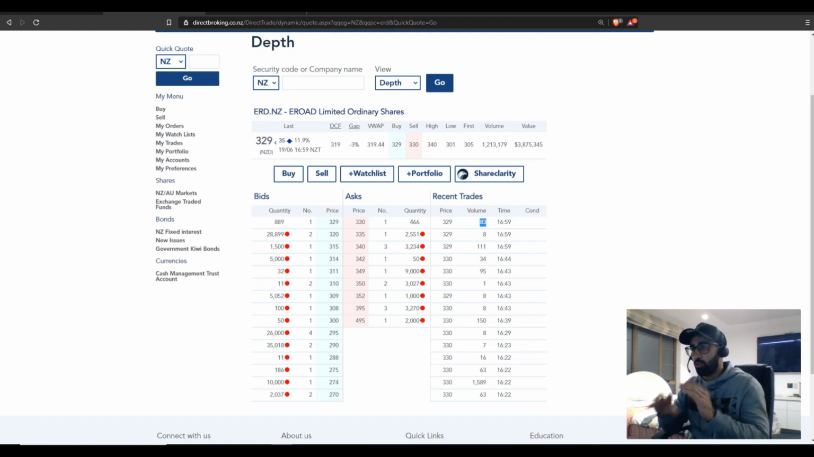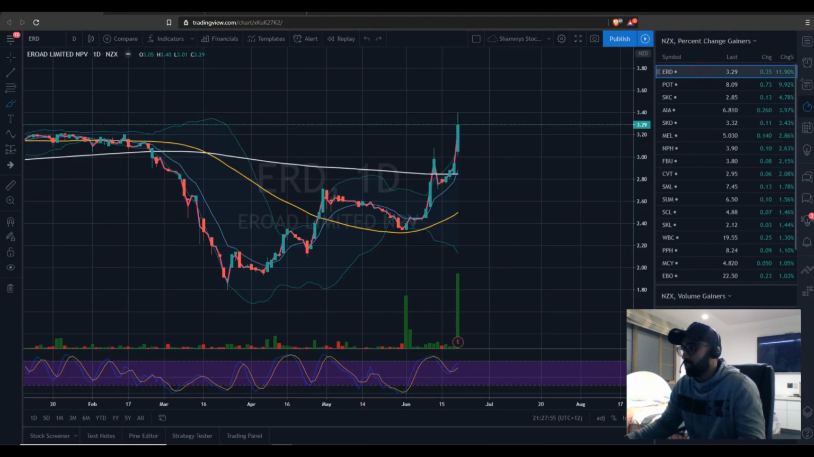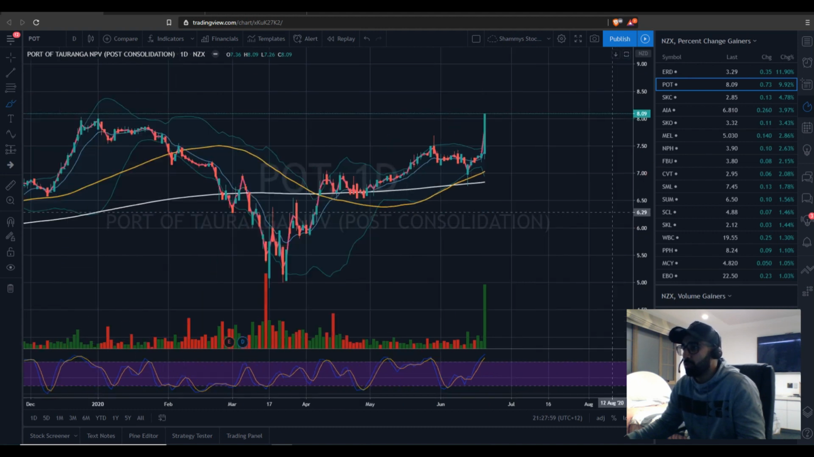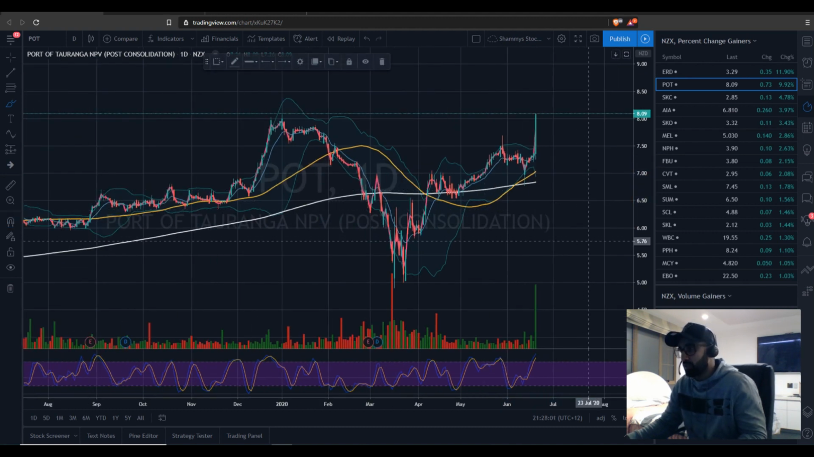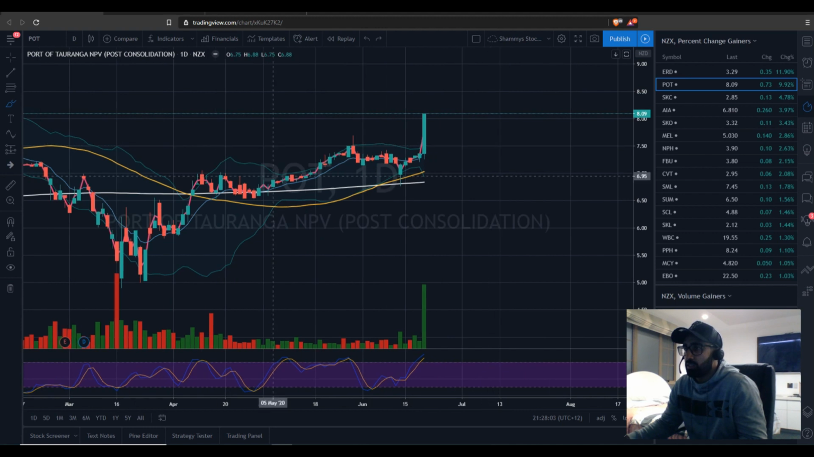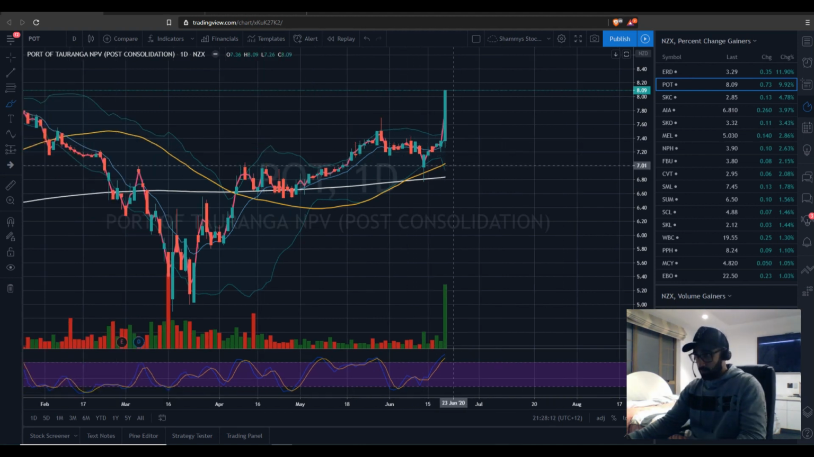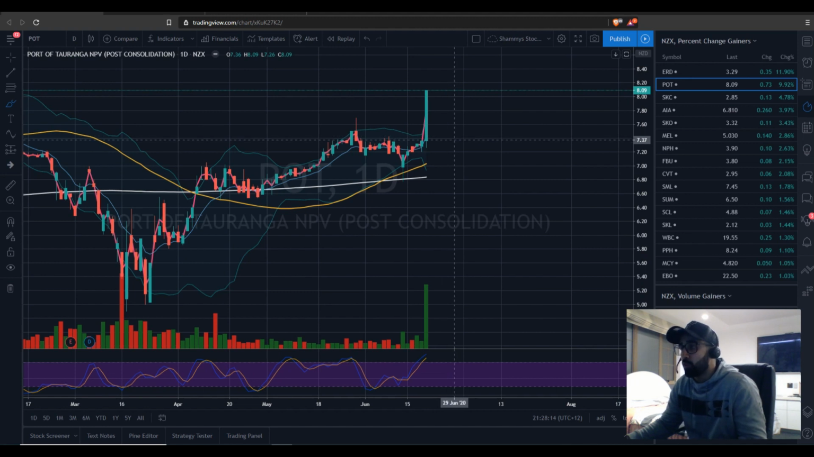So there's not much on-market shares to buy and sell. So if you go to the next one, here we go. We have Port of Tauranga. They had a huge boost higher, which is good. As you can see, it broke that previous high point over here, went down, went back up, and then just exploded higher quite quick, and it's a nice full-bodied candle as well.